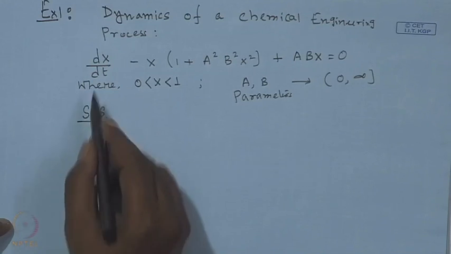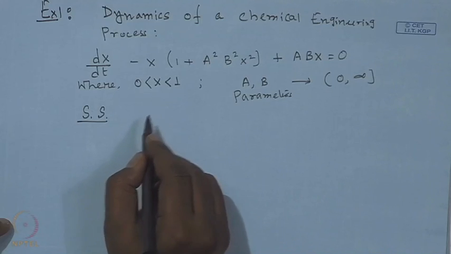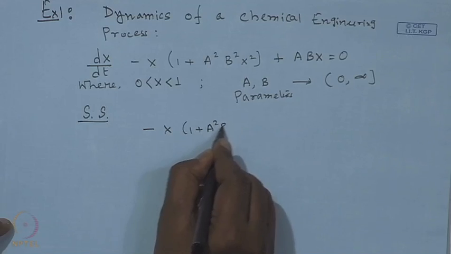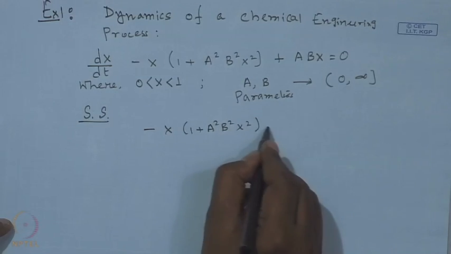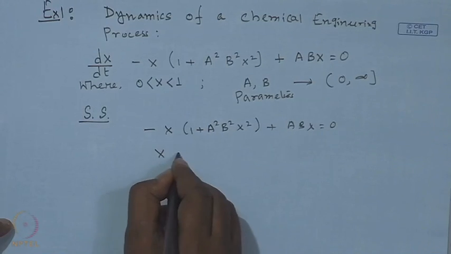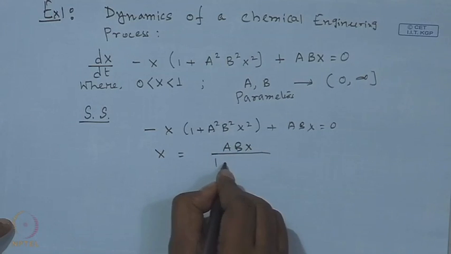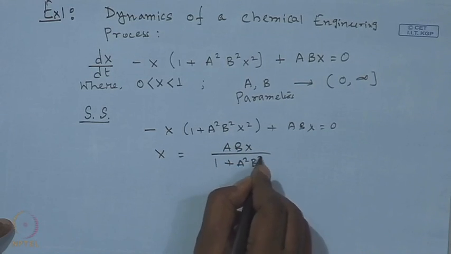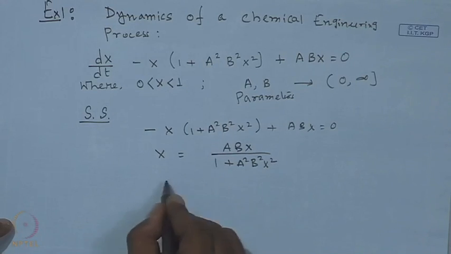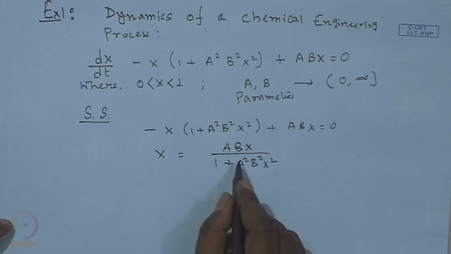At the steady state we put dx dt equal to 0, and you will get 1 minus x into 1 plus a square b square x square plus a b x equal to 0. So, x can be written in this form: a b x divided by 1 plus a square b square x square, and we just examine what is the range of the left hand side and right hand side.